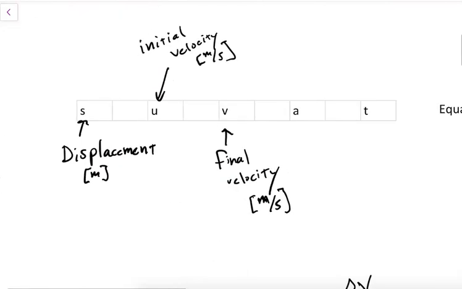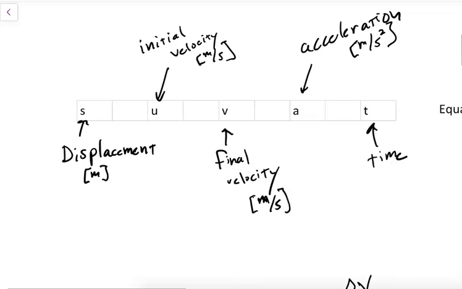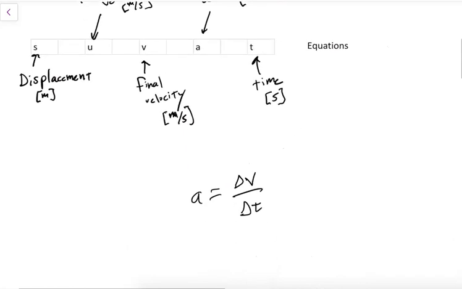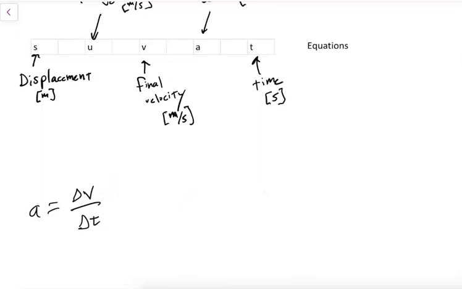a is for acceleration, and the units are meters per second squared. And t is time in units of seconds. So that's why they're called Suvat equations. One thing to remember, because we're going to use this later: acceleration is equal to the change in velocity over change in time. Another way of writing that is a = (v minus u) over t.